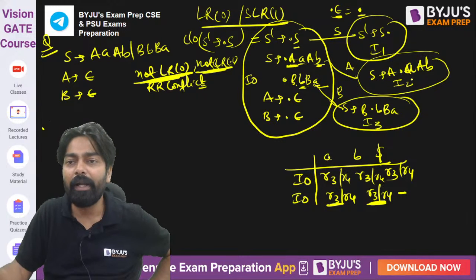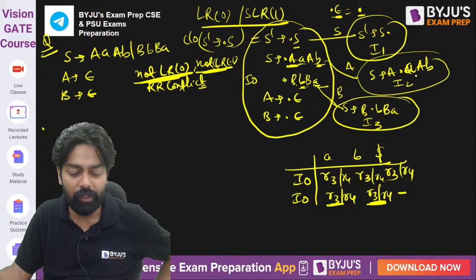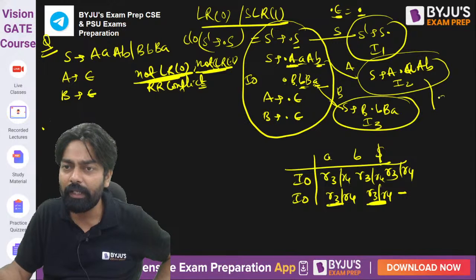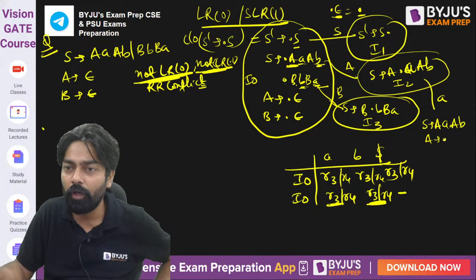Fine. Now my dear friend, see clearly. You can try here if you want. A is the input here. So S goes to, we have A dot AB. Now we need to add the production. What is A goes to? A goes to dot, because of null, A goes to dot. So it is nothing but, my dear friend, this is nothing but I4.